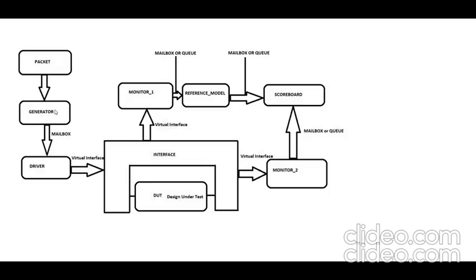So completely, you are putting that packet into the mailbox, and the driver is getting that packet here. In the driver, along with input, you will also have some output signals. All of these you are going to pass to the interface, and then the DUT will produce some output. Now the interface has input and output signals.